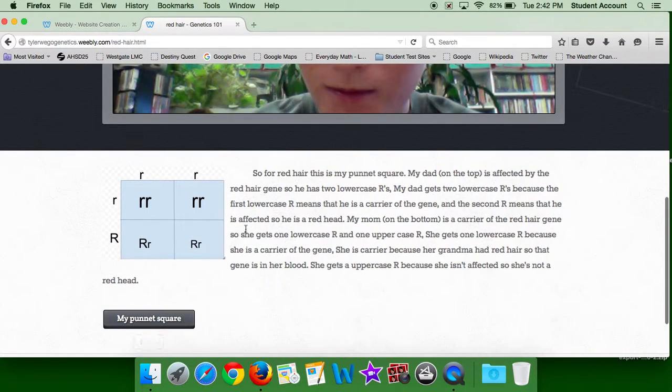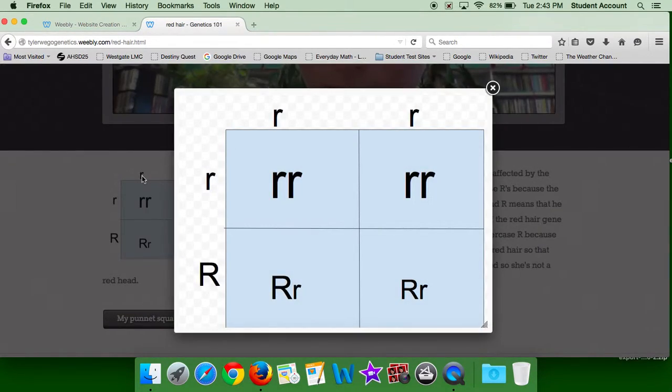So this is my Punnett square for my red hair. A Punnett square determines what genes you may have. So on the top, my dad, he has the copy of the gene in him because one of his family members had red hair, and he also is affected by red hair because he has red hair. So since red hair is a recessive gene, you get lowercase letters. So he gets two lowercase r's for red hair. Then my mom, she also has the copy of the gene in her. So she is a carrier of the gene. So she gets one lowercase r, but then she gets an uppercase R because she isn't affected by red hair.